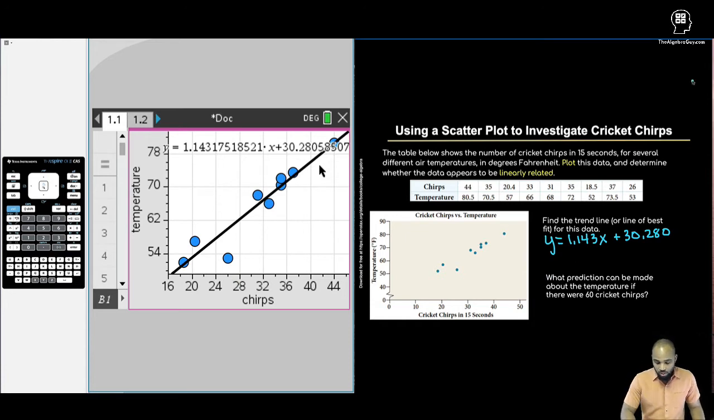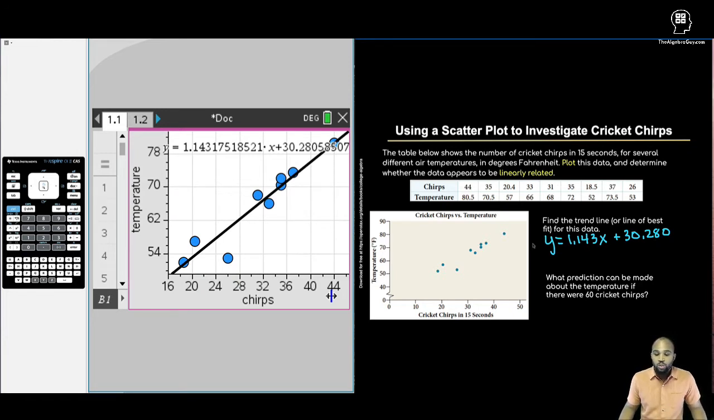Now, there's a couple of ways you can use that equation to figure out the answer to this next question, which is what prediction can be made about the temperature if there were 60 cricket chirps. So 60 cricket chirps, the chirps are corresponding to my x value. So I could just plug in 60 right here, multiply by 1.143, add 30.28, and there I have my answer.